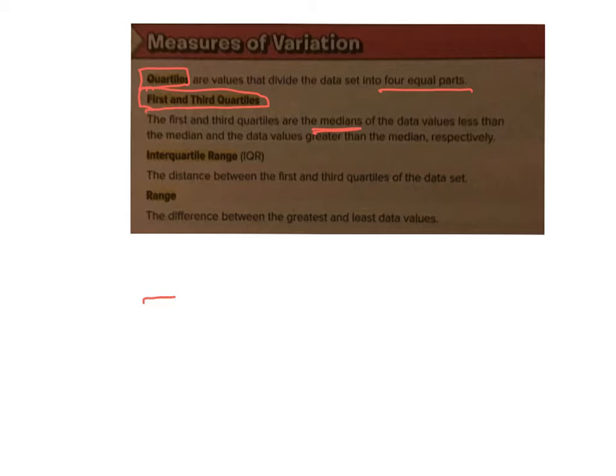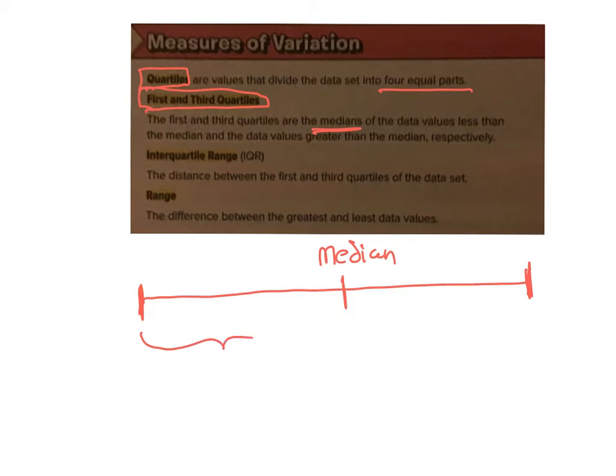So if I have a space like this, that's my data set, and it ends there, starts there. This side over here is the least, and it goes to the greatest. I want to divide it into 4 equal parts. The best way to do it is to find the median. Okay, and then you take this section here, and you find the median of this part. And then you take this section here.